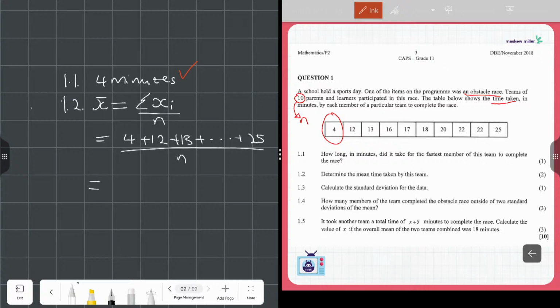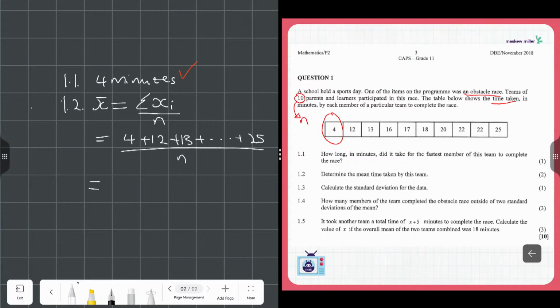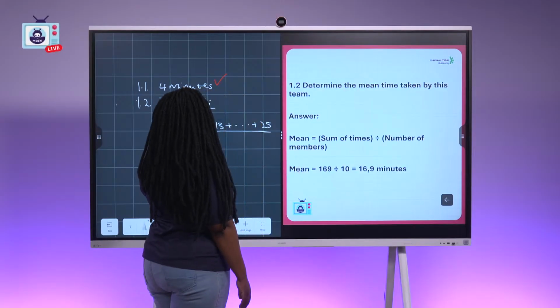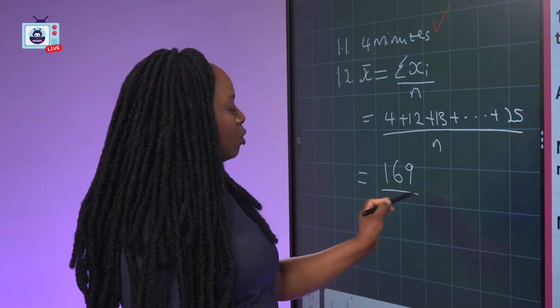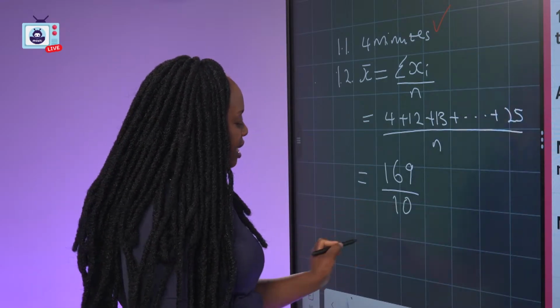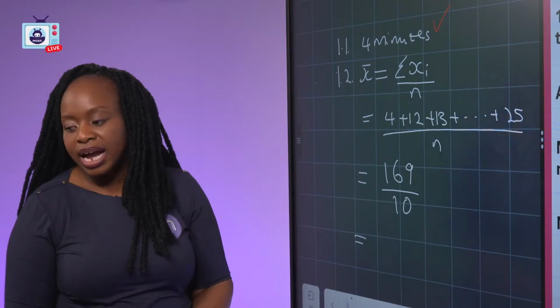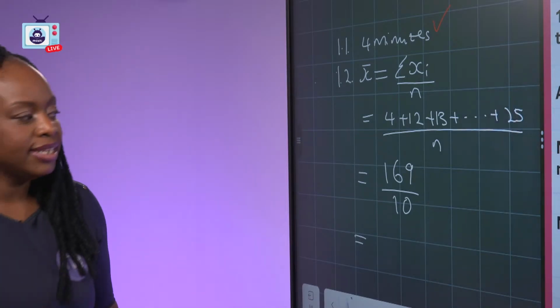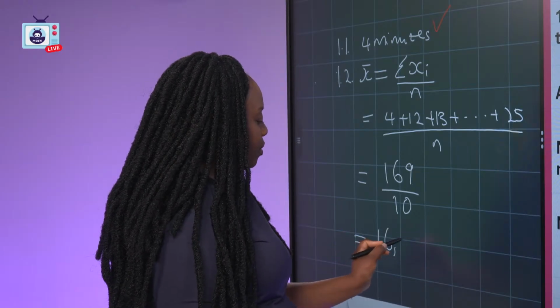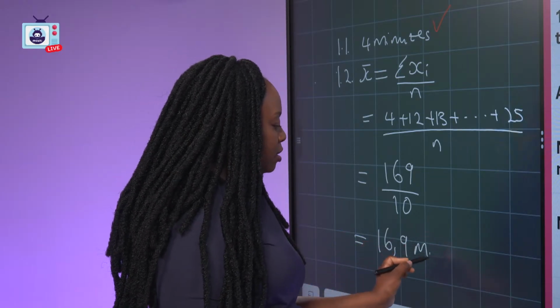If you use your calculator there, you will see the 4 plus 12 plus 13 plus 25 plus all those values that we have here are literally going to give us, let's see, 169, right? So it's going to be 169 divided by 10, which is our data set size. And if you use your calculator, you will then get the answer as 16.9 minutes.